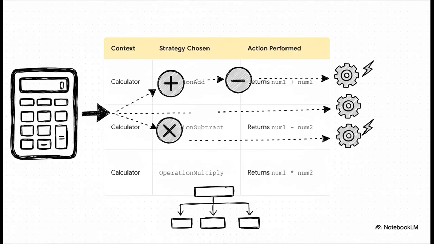Look at how this works with a simple calculator. The calculator itself is our context. It can be given an add strategy or a subtract strategy, and so on. The key thing here is the calculator itself doesn't actually know how to add or subtract. It just knows to call the execute method on whatever strategy it's currently holding. So if you want to add division later, you don't touch the calculator code at all. You just create a brand new strategy class.